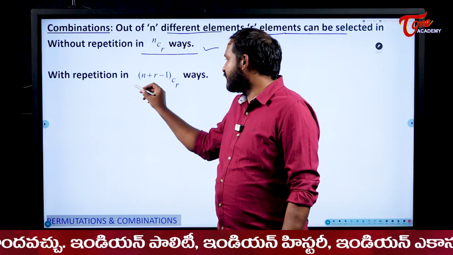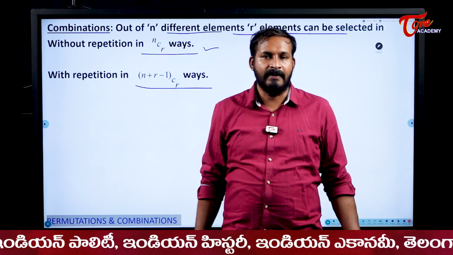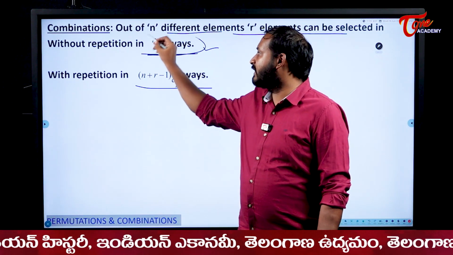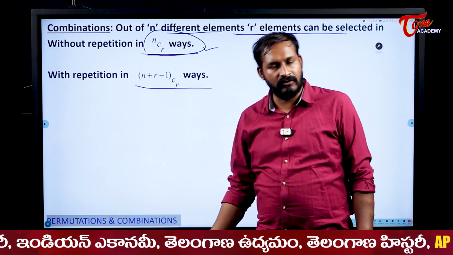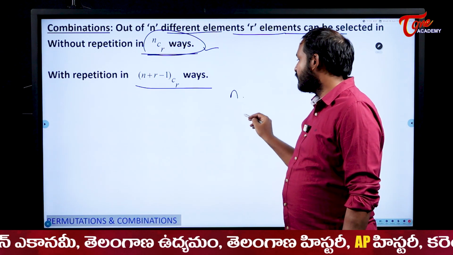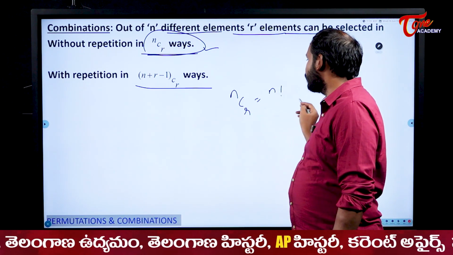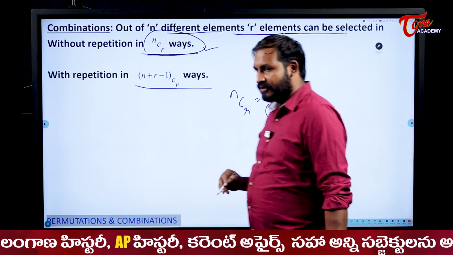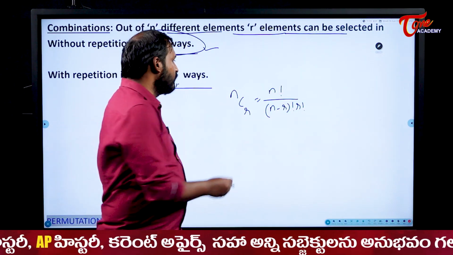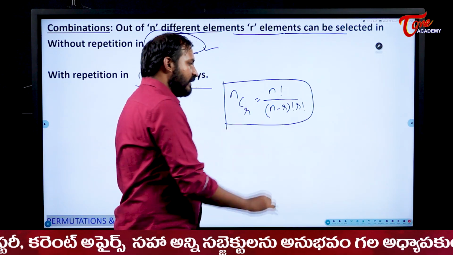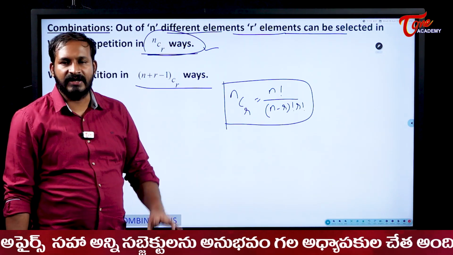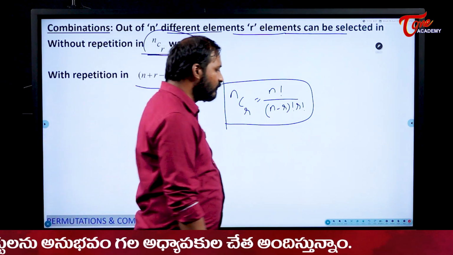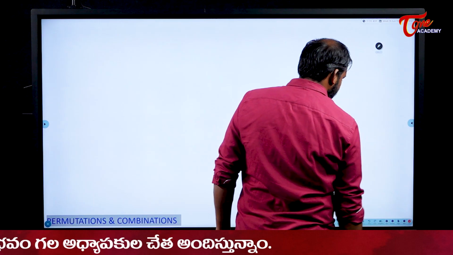If it is with repetition, the formula is n plus r minus 1 Cr. And if it is without repetition, we will use the formula nCr. We know what is nCr. Till now we discussed the same thing: n factorial by n minus r factorial into r factorial. This is the only standard formula which we have for the combinations. But we will have different cases and situations while solving the combinations problems. Next we will go for the problems directly.